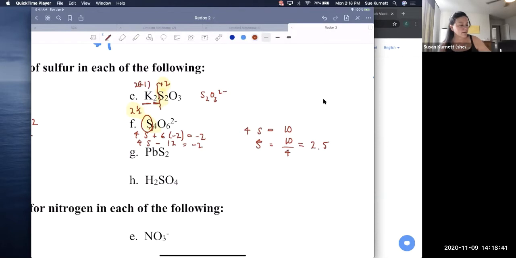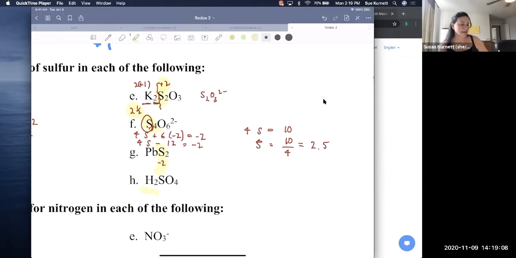Here we have lead 4 sulfide. And sulfide on the periodic table would gain 2 electrons to be like argon. So the oxidation state in this ionic compound is -2. Each sulfur in that compound has a -2 oxidation state.